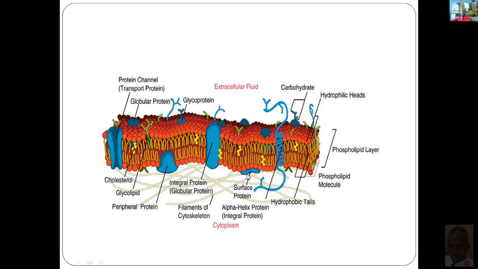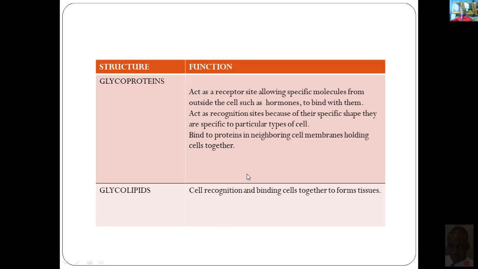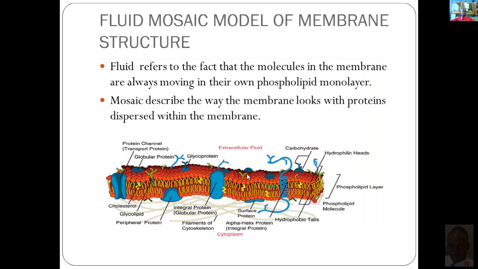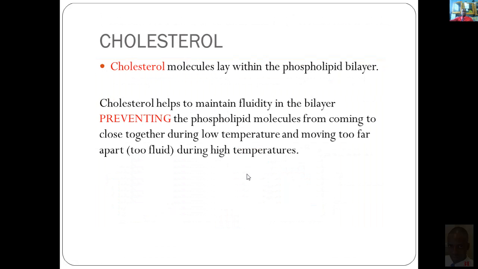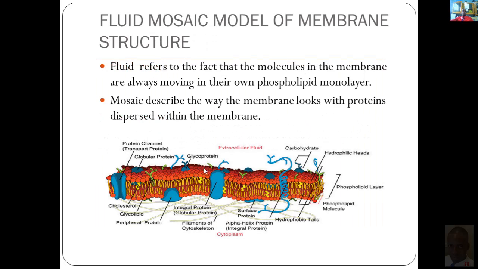So cholesterol is extremely important to maintain the balance of the membrane, in the sense of making sure that it is not too fluid, meaning that everything can move through, and not too rigid that it prevents certain molecules from coming through. So please note that about cholesterol, it's important.